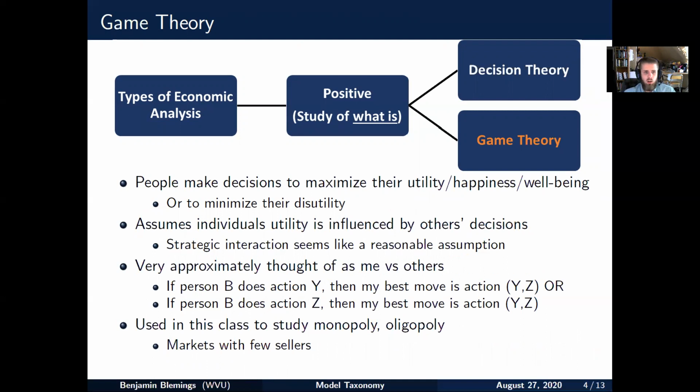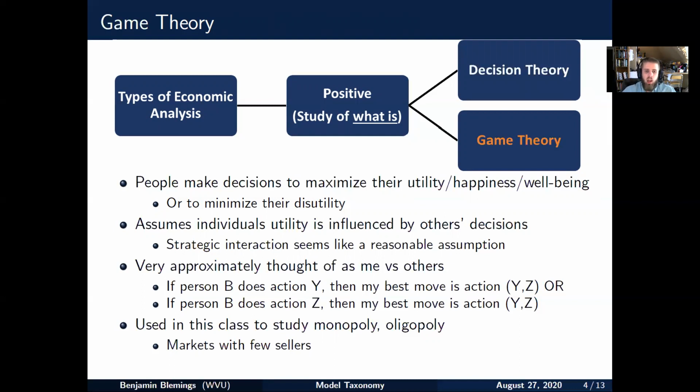And the difference here is that we're assuming that an individual's utility is influenced by another person's decision. So there's this strategic interaction amongst individuals. And very approximately, you can think of it as you versus somebody else, although in game theory, it doesn't have to be that one person's gain is another person's loss.